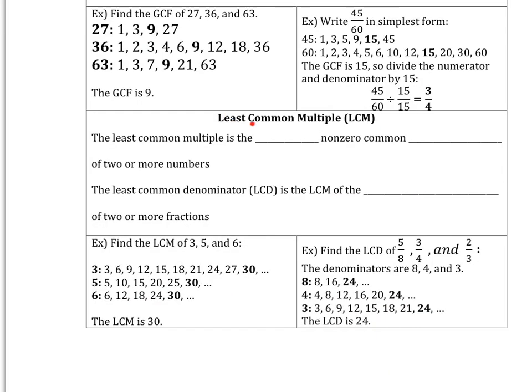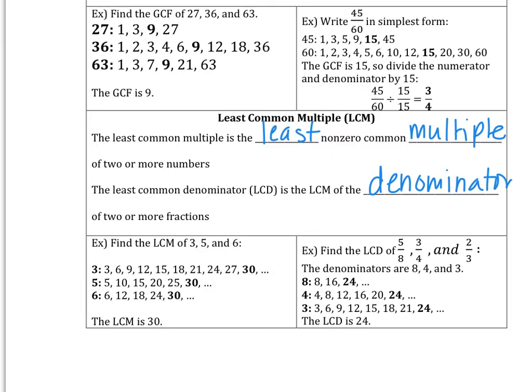Now let's take a look at your least common multiple. That's LCM. The least common multiple is the least non-zero common multiple of two or more numbers. The common denominator, least common denominator, is the least common multiple of the denominators of two or more fractions.